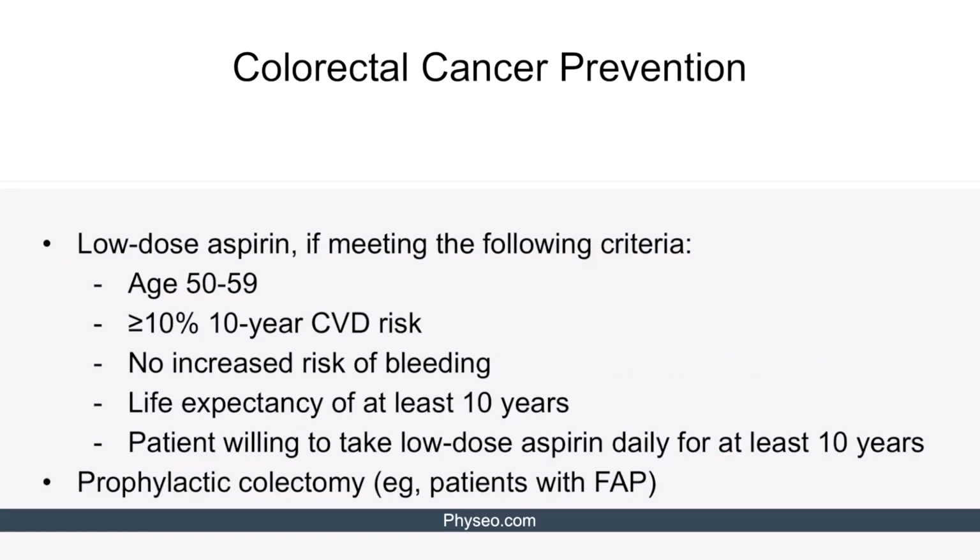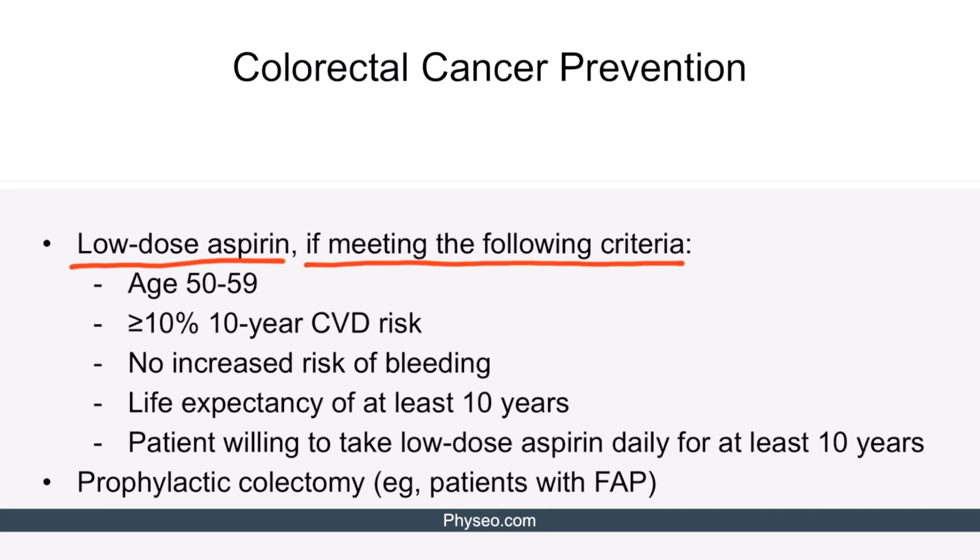So there are 2 main testable strategies. First is medical prevention with low-dose aspirin, which is indicated in patients who meet the following criteria. Age 50 to 59, they have a 10% or greater 10-year cardiovascular disease risk, no increased risk of bleeding, and that's pretty logical because aspirin is an antiplatelet, and if they have a risk of bleeding, then you don't want to cause a bleeding issue. So basically, if there's not a contraindication to aspirin, then you can proceed with this idea.